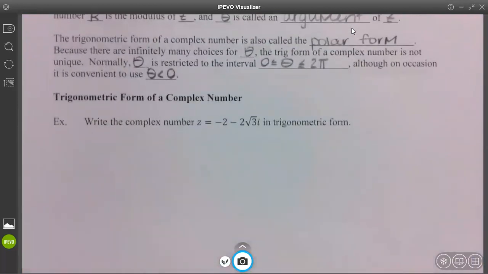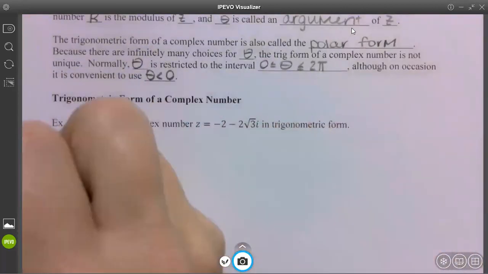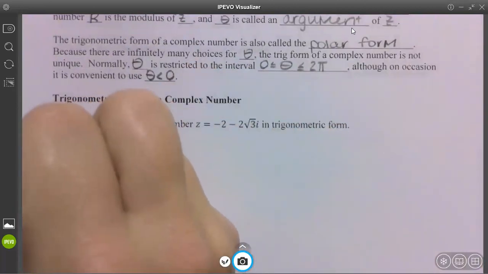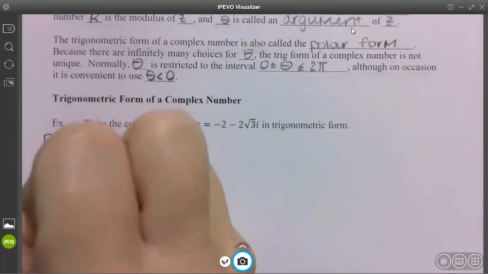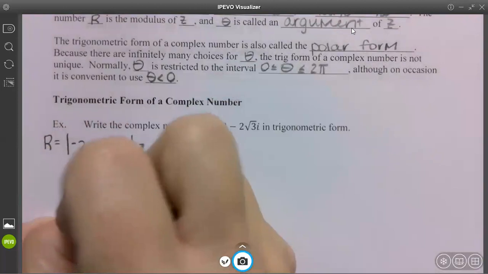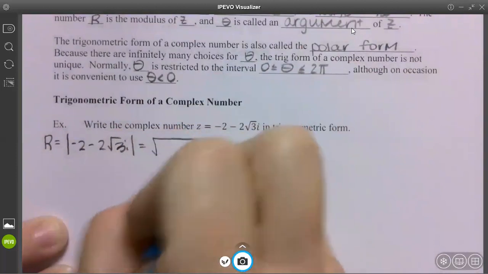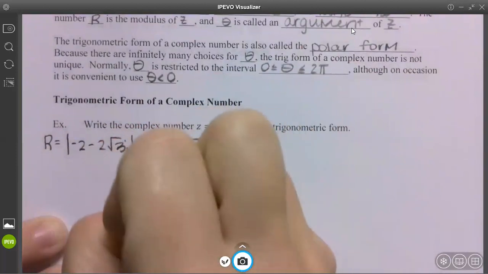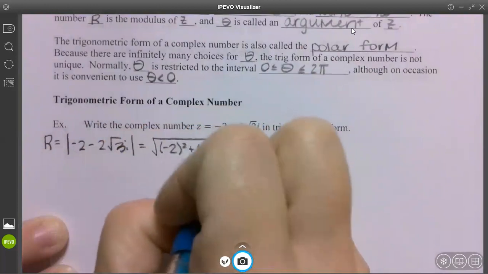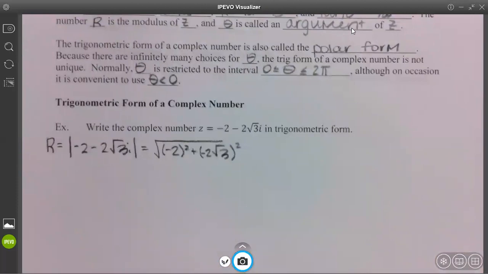So it says write the complex number z equals -2 minus 2 square root 3 i in trig form. So we're going to start with r. It's going to be the absolute value of -2 minus 2 square root 3 i. And again, that's from the other paper. And the way that we fix that is we put it in that distance form of the Pythagorean theorem, where we take the -2, square it, and the 2 square root of 3 and square it. And this should be a minus, but again, when you square it, it's not going to matter.